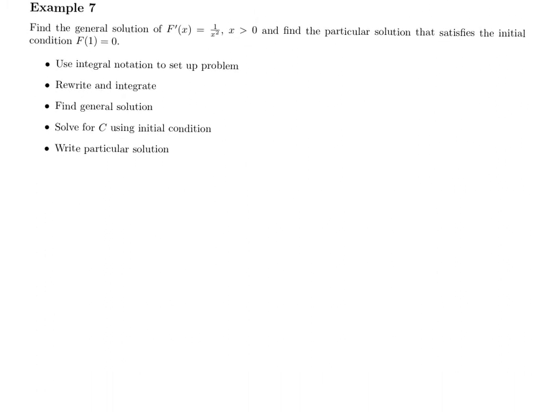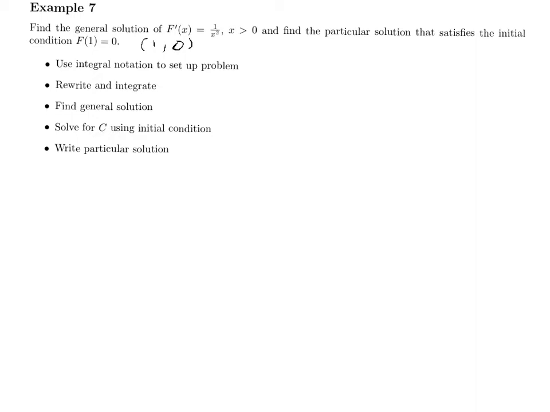Okay. Here we're given big F prime, so the derivative of big F is 1 over x squared. We have a restricted domain of x greater than 0. We want to find first the general solution and then the particular solution that satisfies this condition, that f of 1 equals 0. Another way to write it would be the point (1, 0) satisfies. Whatever our final equation is, that's going to be one of the points that satisfies it, okay?